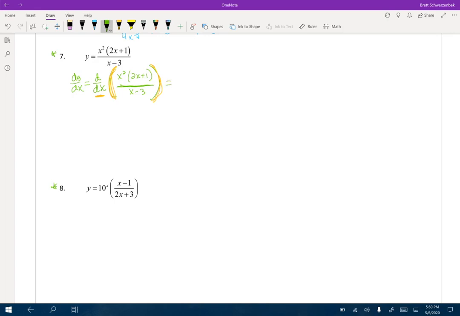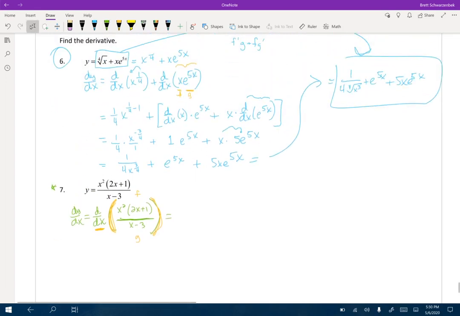So how do we do that? If you look at this really quick, this is a quotient, so we're going to treat the numerator as f and the denominator as g. So here we go. Remember the formula. So the formula is, remember, similar to this.